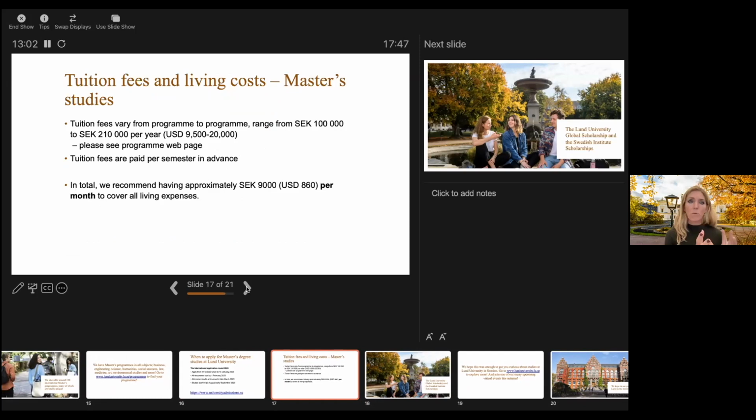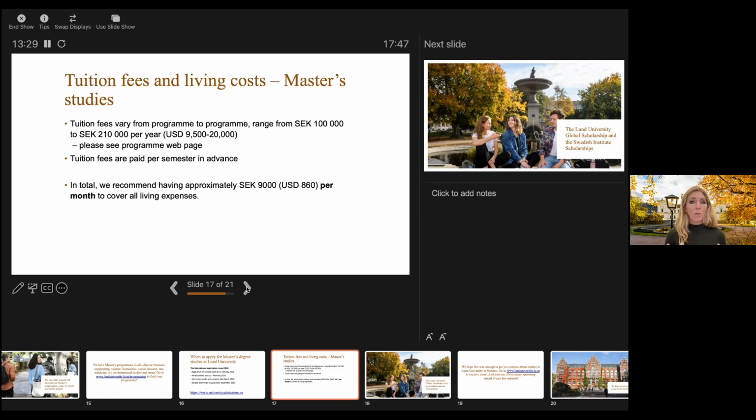Around $9,000 up to $20,000 per year for the more expensive programs where you need material, like design programs, are in the range $10,000 to $15,000 per year. And the master's programs are generally 2 years. We have a few programs that are also 1 year.